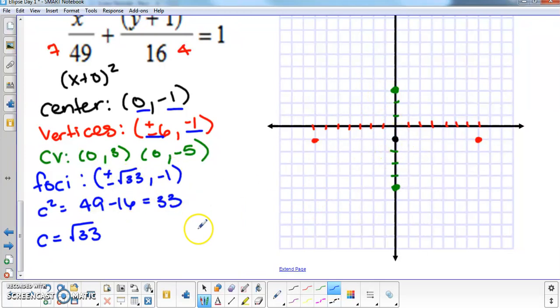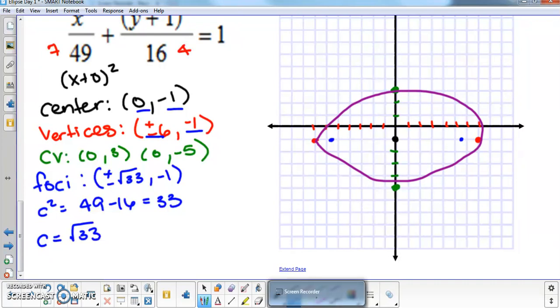So here's what we've got. Then we're going to graph that. The square root of 33 is 5.74. So from my center, I'm going to go 1, 2, 3, 4, 5.74. And 1, 2, 3, 4, 5.74. Okay? And then I'm going to draw my ellipse. By all means, I challenge you guys to draw it better on this stupid little sketch pad.